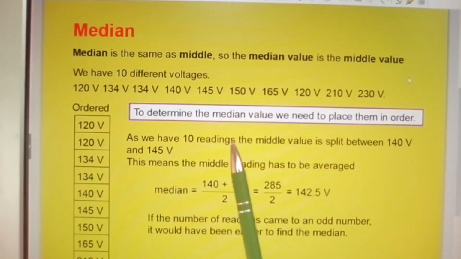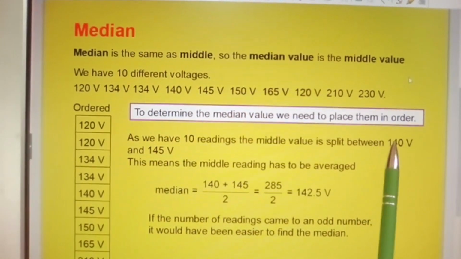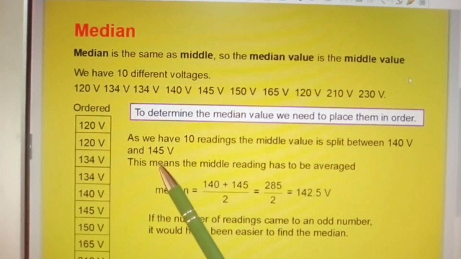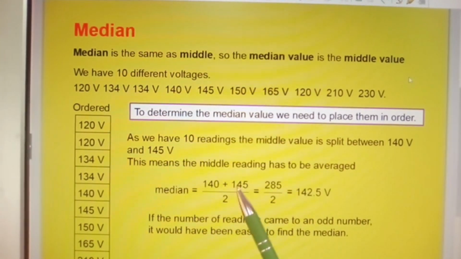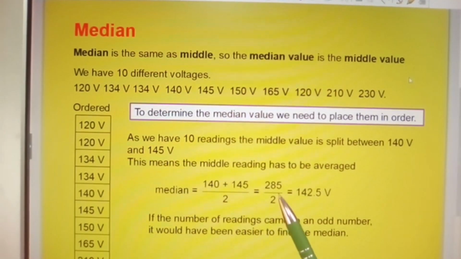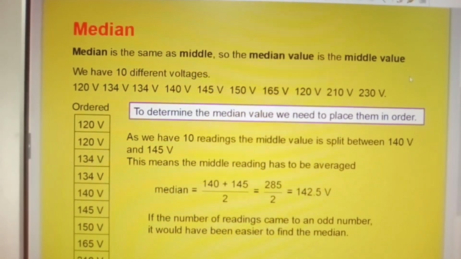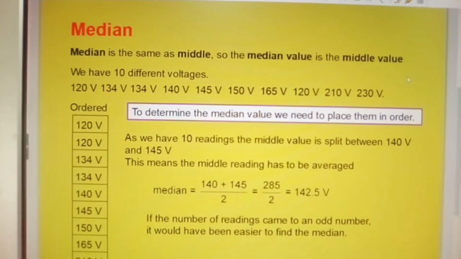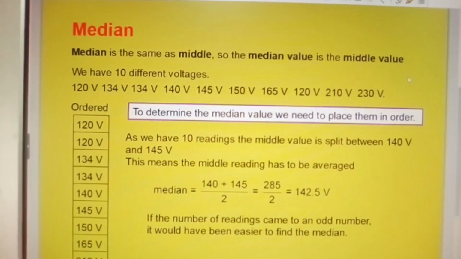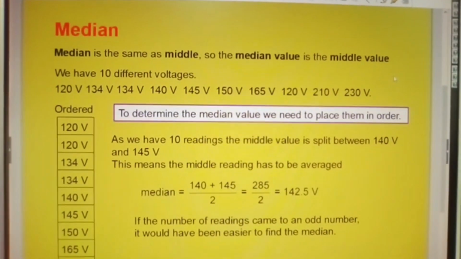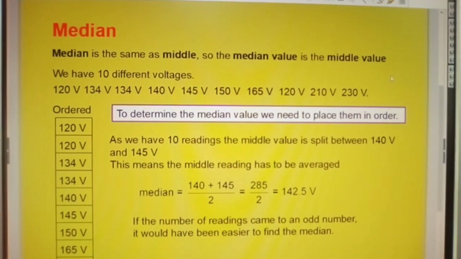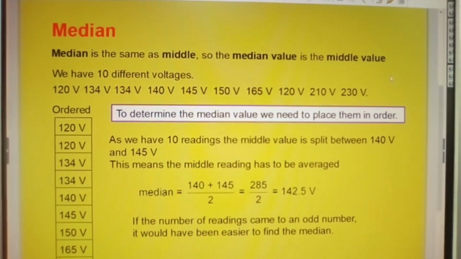Now here you have the middle value being split between 140 and 145. So what we need to do here is add these two together and divide by 2. That will give us our median, okay? If the number of readings came to an odd number, it would have been easier to find the median. But it did not come to an odd number. So again, apply the principle that you see here, write it out, formulate it for yourself.